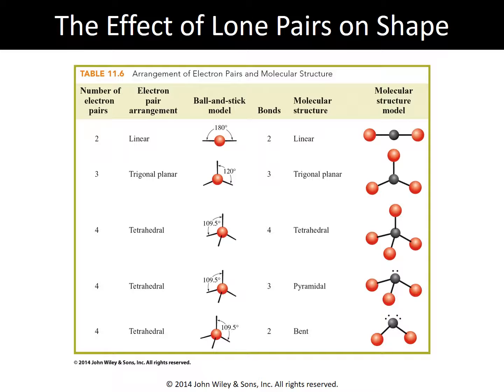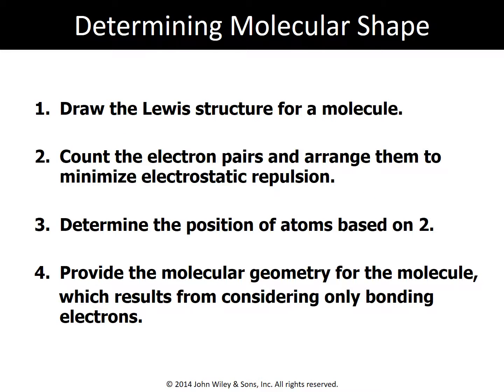So these again are our five options: linear, trigonal planar, tetrahedral, pyramidal, and bent. It's pretty easy to distinguish between linear, planar, and tetrahedral. You're dealing with just this number of atoms. When you know you have lone pairs, you're going to classify those as pyramidal or bent. So in order to determine shape, you're going to try to draw the Lewis structure, count your electron pairs and arrange them, determine the position of the atoms based on number 2, and then provide the geometry.